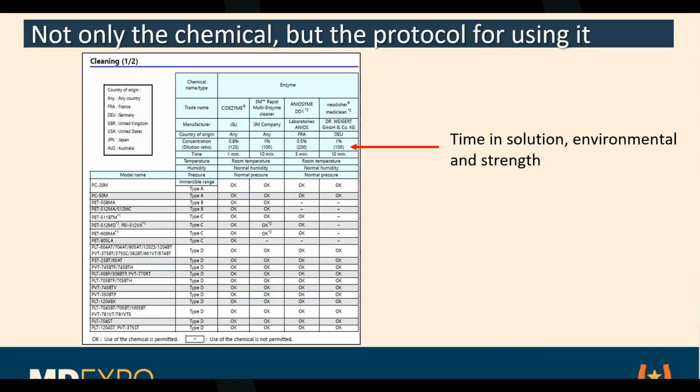So remember that it's not only the chemical, but the protocol of using it, and the protocol for using it is going to take into consideration time in solution, environmental issues. I mean, you might have to have it under a hood or something, depending on the person doing the cleaning. If they're doing hand cleaning and smelling that stuff, it kills them after a while, and they don't like that much. Okay, and also the strength.